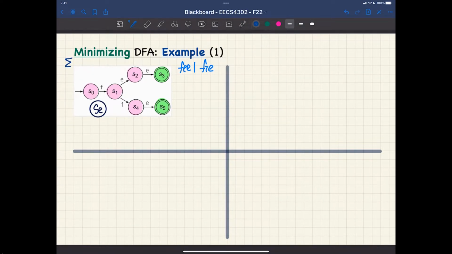The alphabet is simply from A, B, all the way to Z, let's say. That's the alphabet. Now, in this case, for S0, anything other than F is going to go to the error states. For S1, anything other than E is actually going to the error states. Similarly, for S1, anything other than E and I is going to go to error state, right? Are we okay with this?